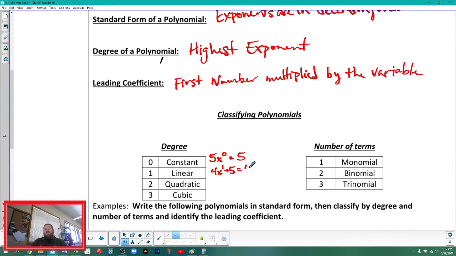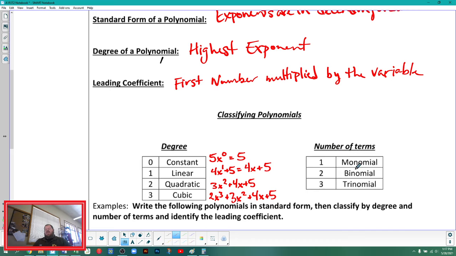Anything to the first power, we usually don't write that. We would just say that's 4x plus 5. And that looks like slope-intercept form, right? mx plus b. And so it's a linear polynomial. If x is to the second power, I'm going to put all these on there, slowly building it up. We call that a quadratic. And if we have an x to the third power, we have something like this, we would call that a cubic.